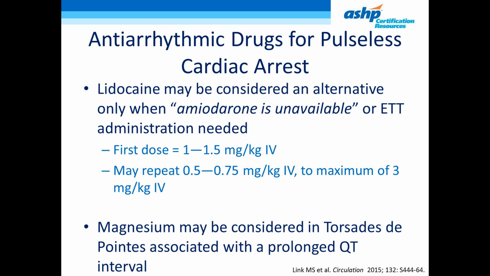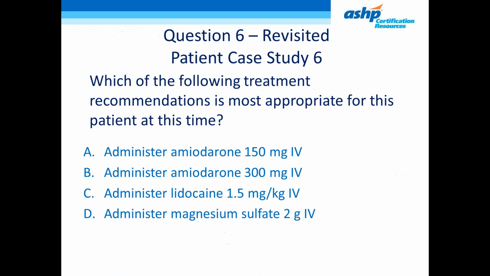Magnesium can also be considered as an antiarrhythmic drug, specifically for those patients with torsades that have a prolonged QT interval. So looking back then at this patient, which of the following treatment recommendations is most appropriate for the patient at this time? I believe the correct answer is B, administer amiodarone 300 milligrams IV.